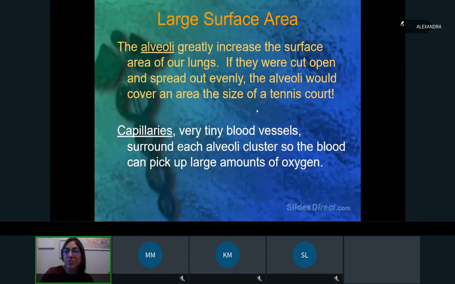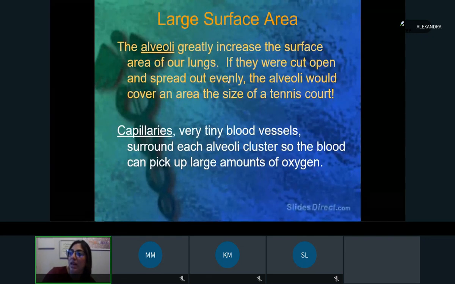Okay, so moving into the large surface area, thinking about how much space it can have, the more space that it can touch and the more air it can come in contact with, the more oxygen is going to be able to flow into those red blood cells. So the alveoli greatly increase the surface area of our lungs.